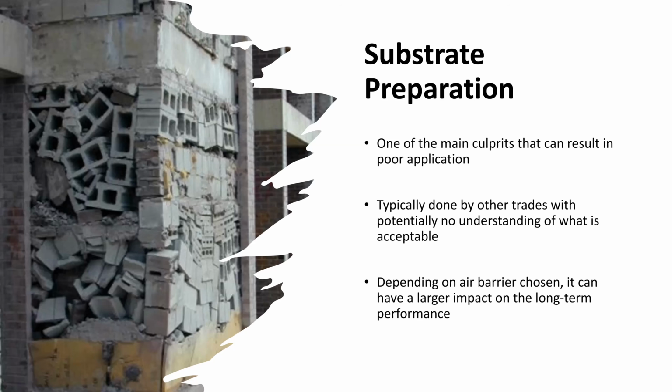So the next common thing that we have for all these things is substrate. And I would say this is maybe one of the main culprits that we see that impacts poor application. And there's a couple reasons for that. One, the trade that does the substrate is typically not the air barrier subtrade, right? So they're relying on the mason or the light gauge metal framing contractor to know how to prepare the substrate properly for an air barrier application. You still have to think that air barriers, even though they've been around for quite some time, are still somewhat new in regards to their use and maybe even understanding by the trades.